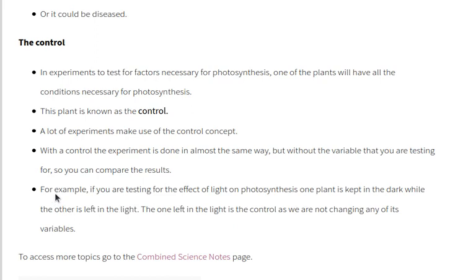We're now saying that, for example, if you're testing for the effect of light on photosynthesis, one plant is kept in the dark, and we call that the test plant. Now, the control plant is going to be having all the factors, but the test plant is going to be kept in the dark, which means we are preventing it from accessing any source of light, right? And the other is left in the light. So the one that is left in the light is the control. The one that is put in the dark is the test, right? The one left in the light is the control, as we are not changing any of its variables, right?